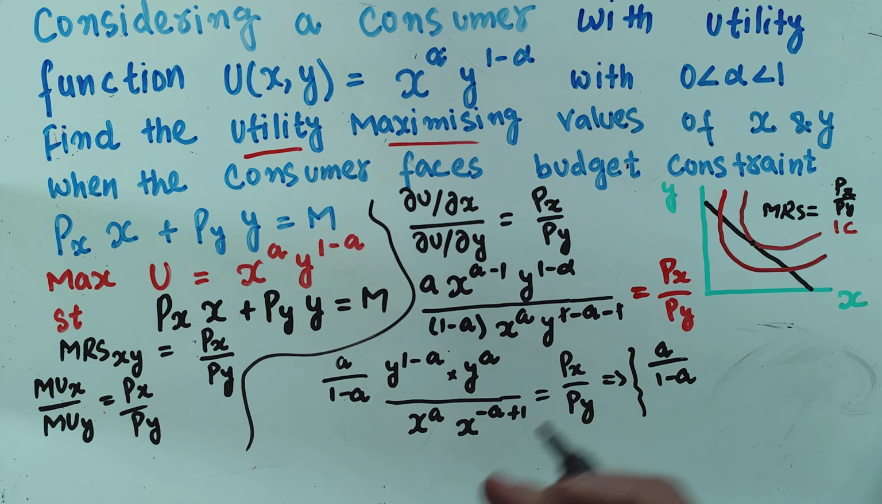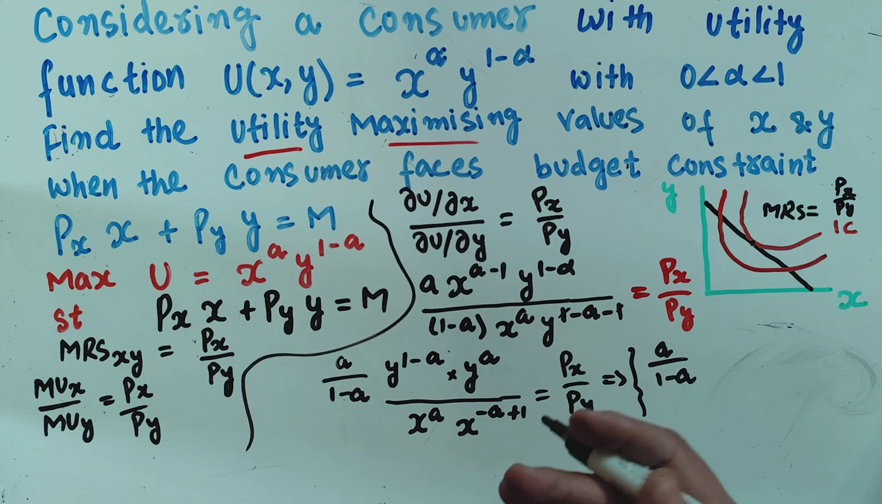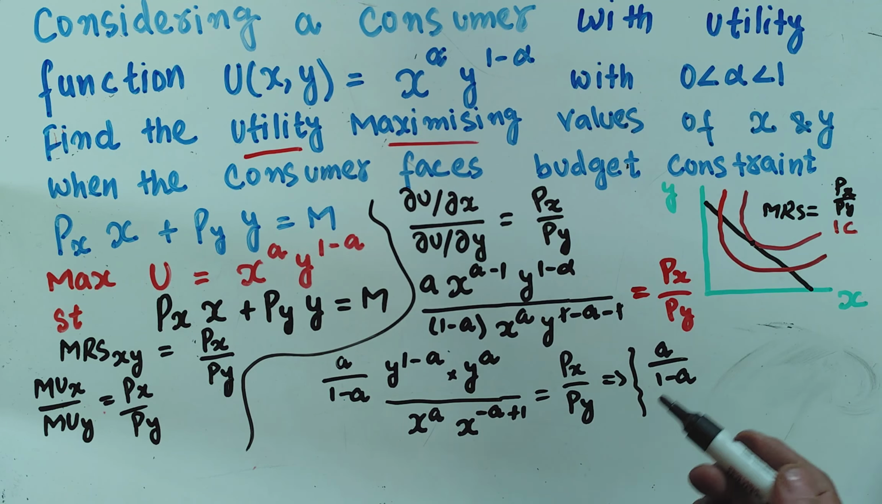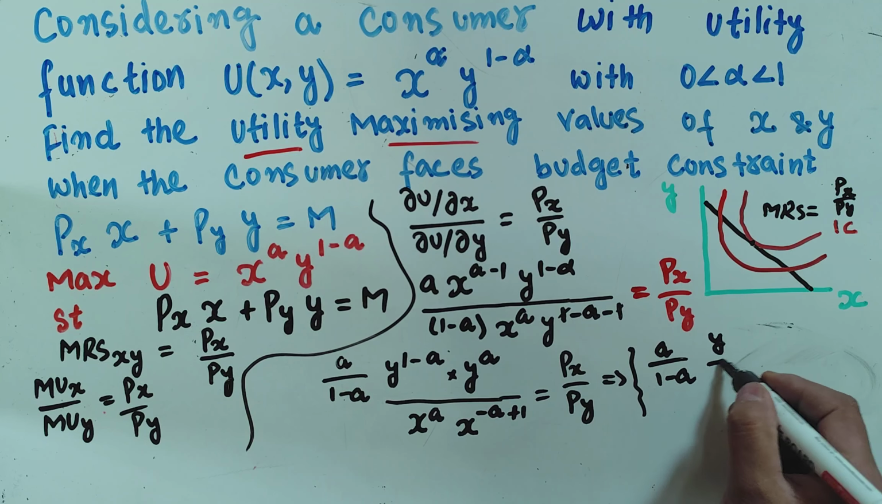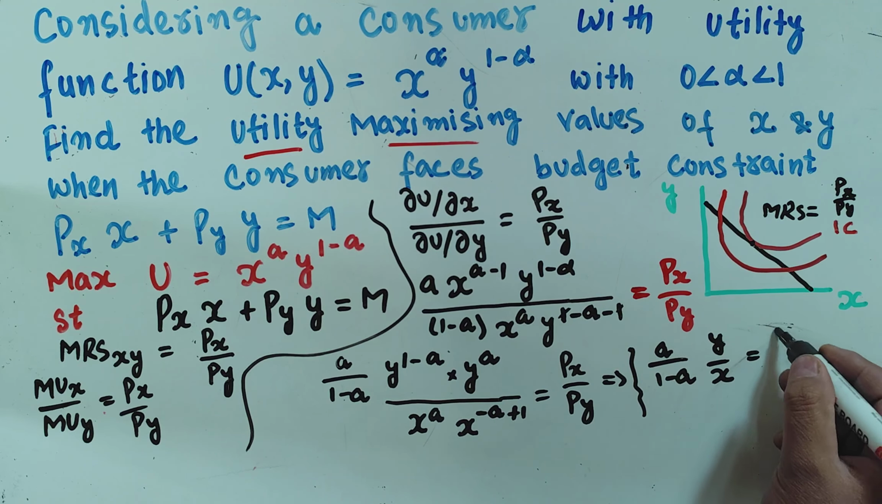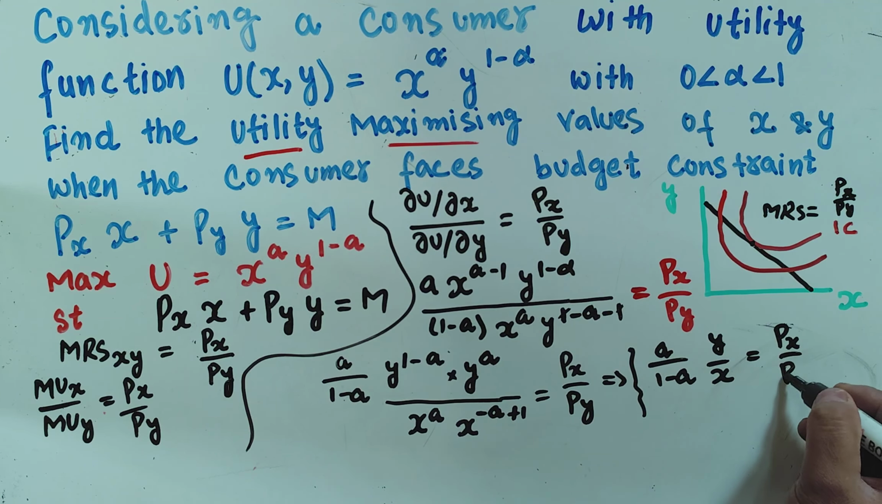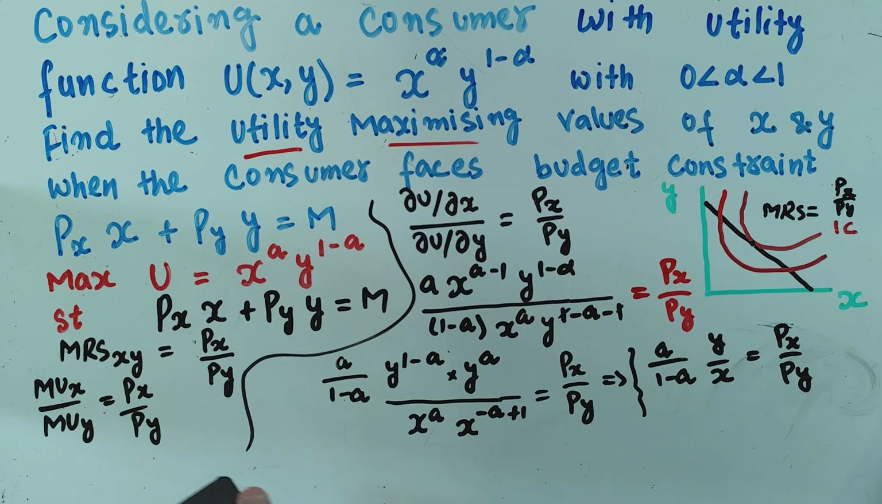I am using alpha and a interchangeably. I am getting confused. So a and alpha are the same here. So here we got y upon x. It should be equal to px upon py. Solve for y if I have the space. I don't have the space, so let me rub this now.